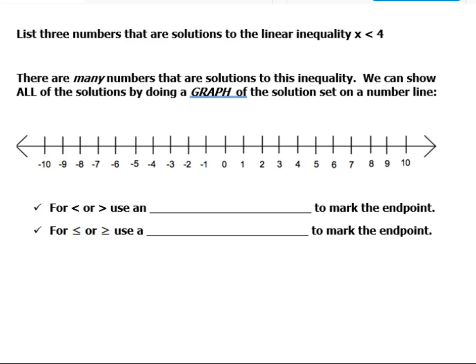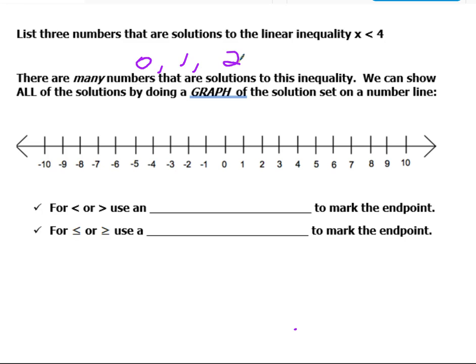Okay, so first thing we have here is list three numbers that are solutions to the inequality that x is less than 4. So we can think of any three numbers that are smaller than 4. So we can use something like 0, 1, and 2. Or you could use -1, and the list could go on and on. There's actually an infinite number of possible things that are less than 4.